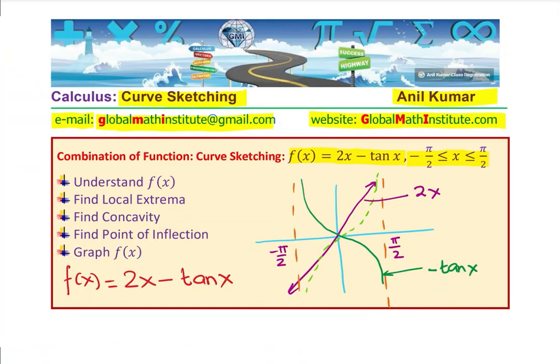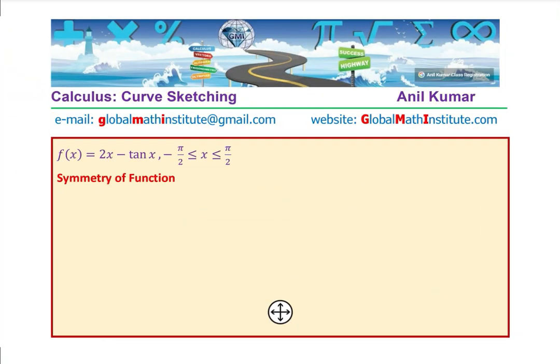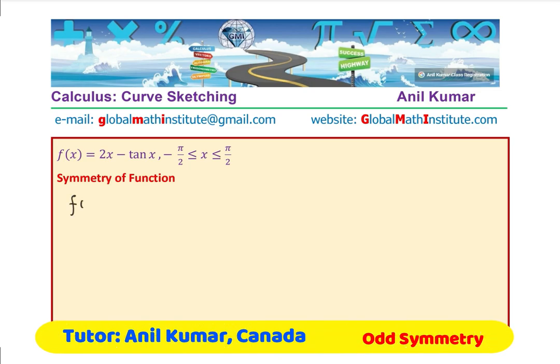Now, let's move forward with this particular function. Some of you might have observed something very typical about this equation, which is f of x equals 2x minus tan x. Well, what can you say about the symmetry of this? 2x is an odd term. Tan x is also an odd term, so we expect odd symmetry.